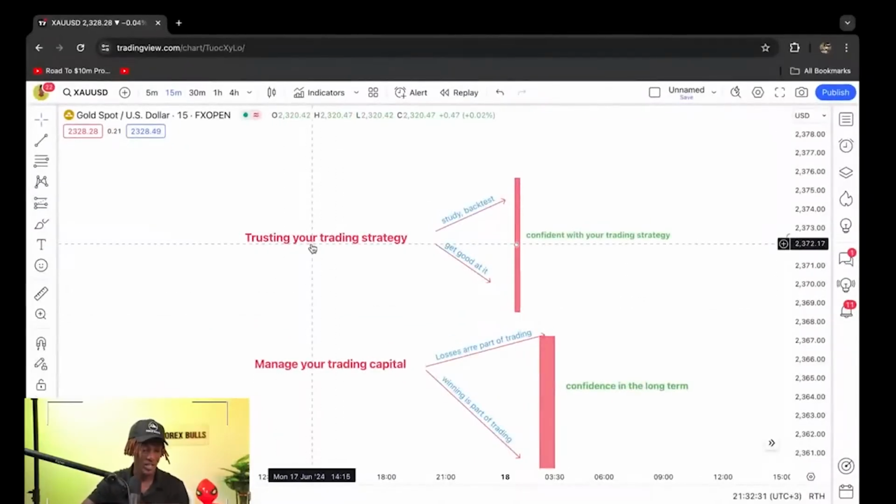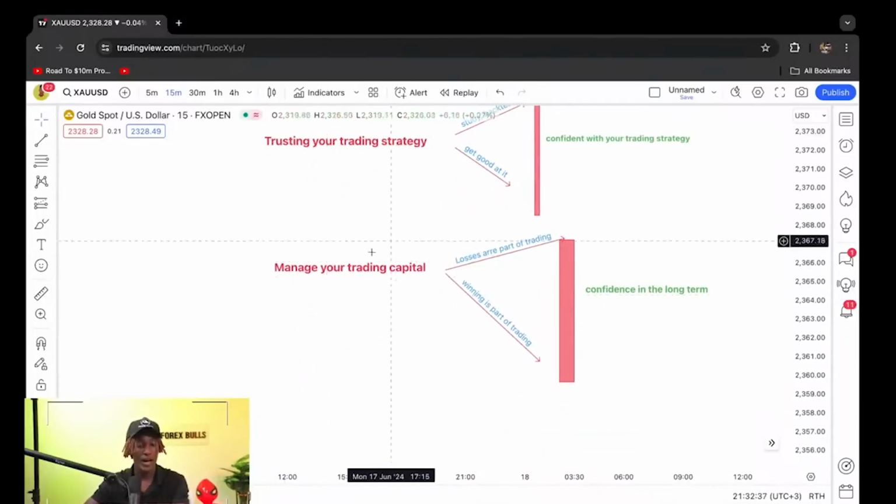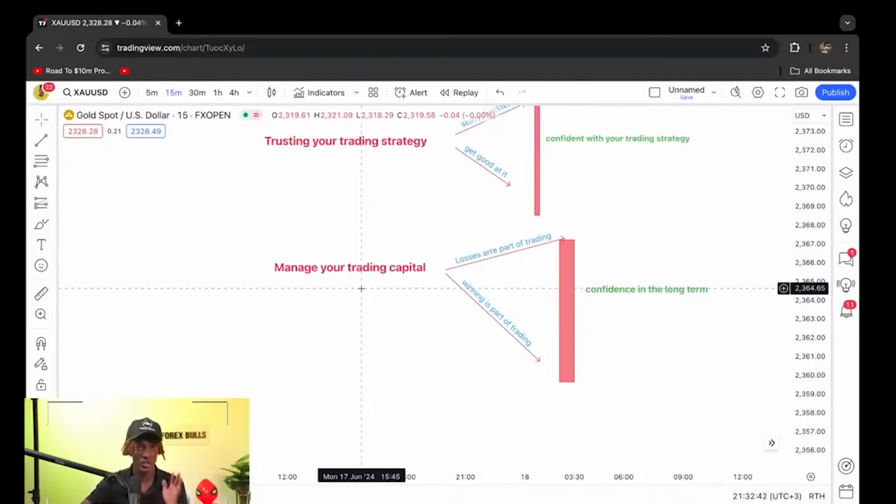So if you actually trust your trading strategy, most often you're going to be better off. The next thing is understanding risk management, okay? You need to know how to manage your risk.